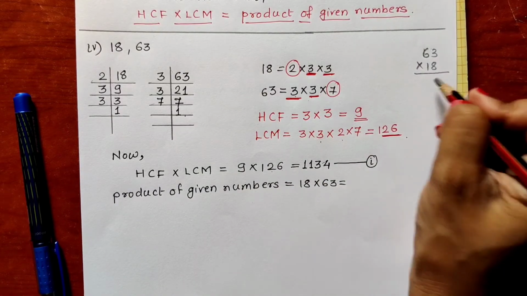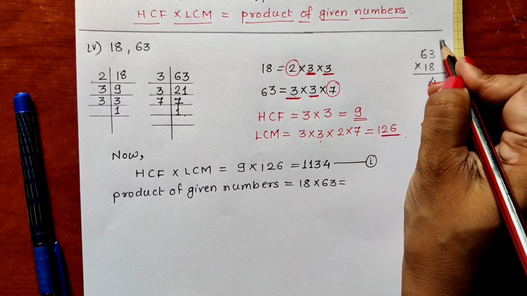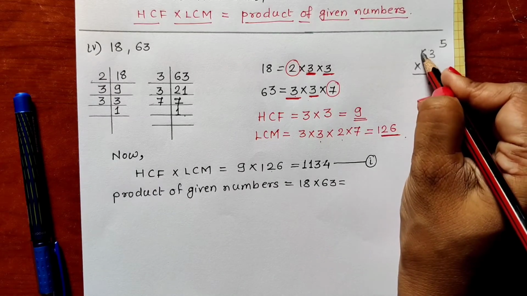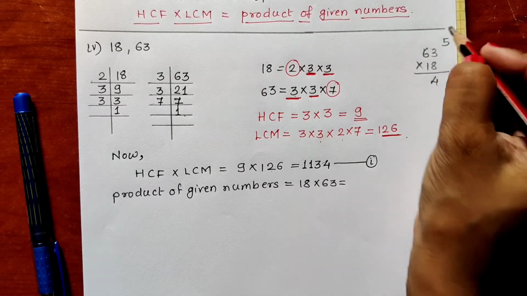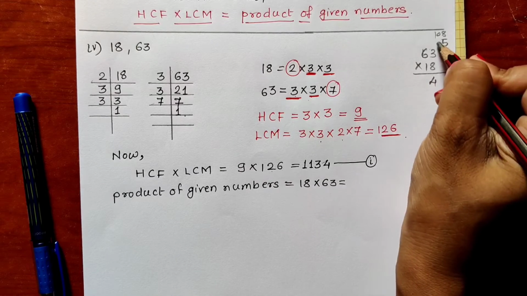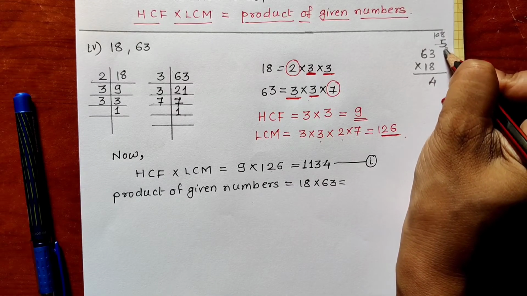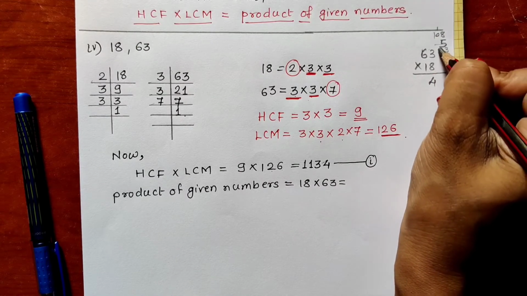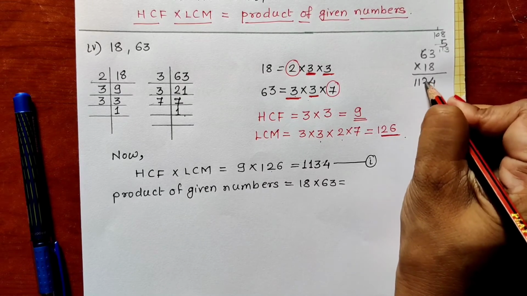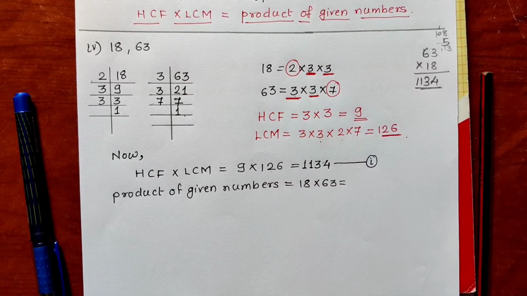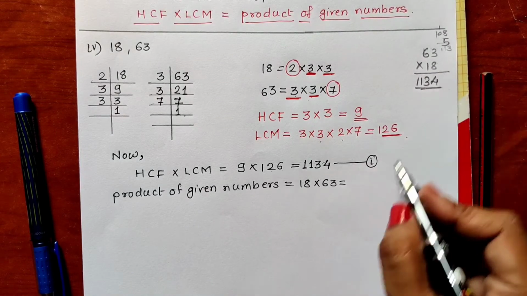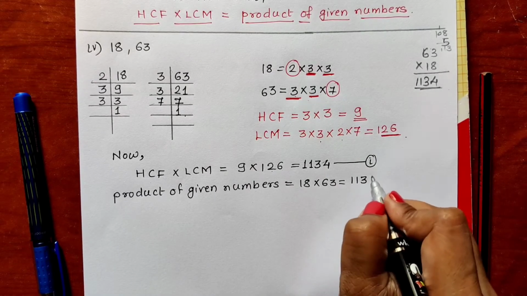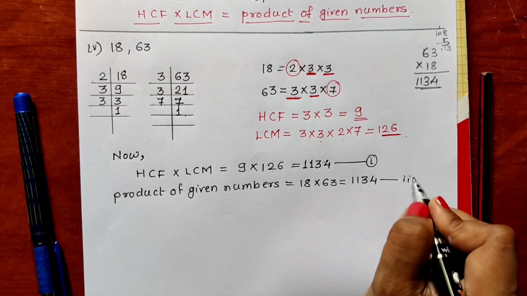So 18 threes are 54, 4 written, 5 carrying. 18 sixes are 108. 108 plus 5. 8 plus 5 is 13. 3 written, 1 carrying. 113. So we have got 1134 as the answer of 63 multiplied by 18. 1134. This will be our equation number 2.